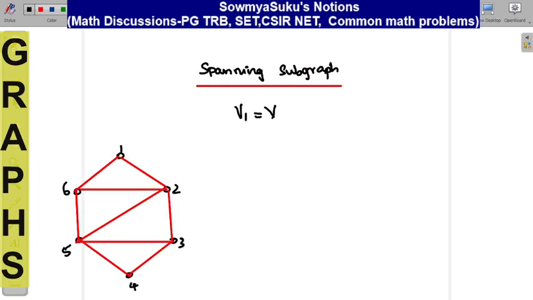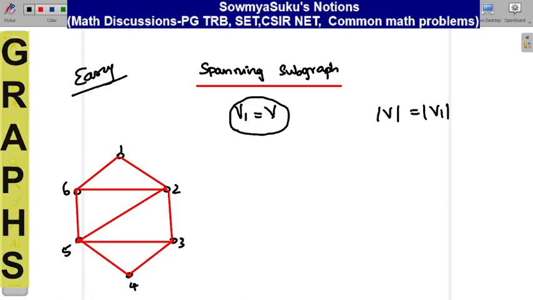So now we can see what a spanning subgraph is. It's a very easy one. We look at the number of vertices in the original graph and the new graph, which should be equal. The number of vertices in the original graph and the number of vertices in the spanning subgraph will be equal. The edges are not compulsory as in the original graph. So here I am drawing 1, then 6. The number of vertices from the original graph and this graph should be equal. That is very, very important here.